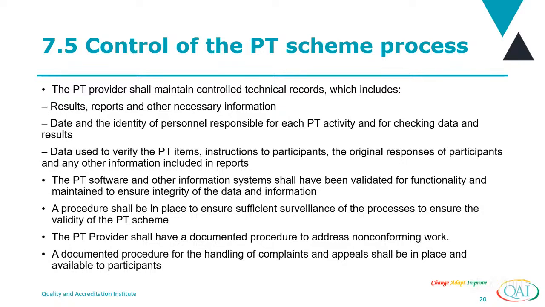Moving on to clause 7.5, that is control of the PT scheme process. The PT provider shall maintain controlled technical records, which include results, reports, and other necessary information that has been provided by the participants, date and identity of the personnel responsible for each PT activity, and for checking data and results. Data used to verify PT items, instructions to participants, the original responses of participants, and any other information included in the report. The PT software and other information systems shall have been validated for functionality and maintained to ensure integrity of the data and information. Procedures should be in place to ensure sufficient surveillance of the process to ensure validity of the PT scheme. The PT provider shall have a documented procedure to address non-conforming work. Also, a documented procedure for handling of complaints and appeals shall be in place.